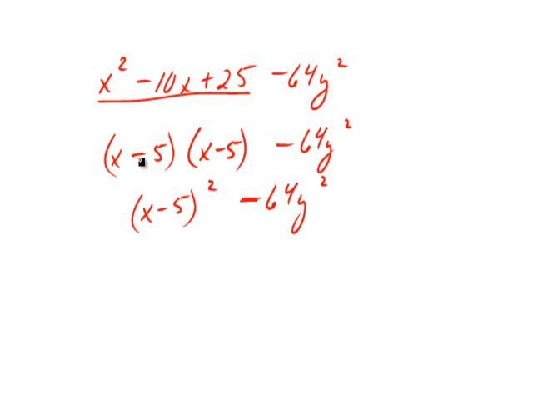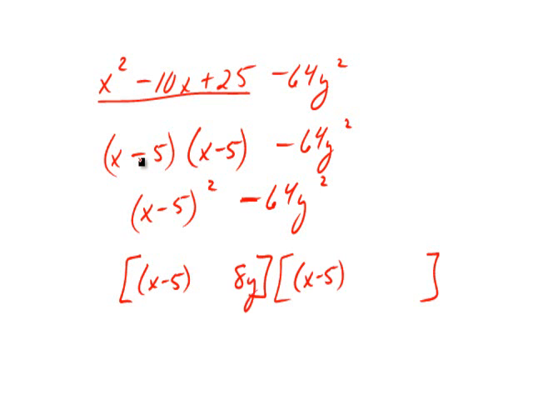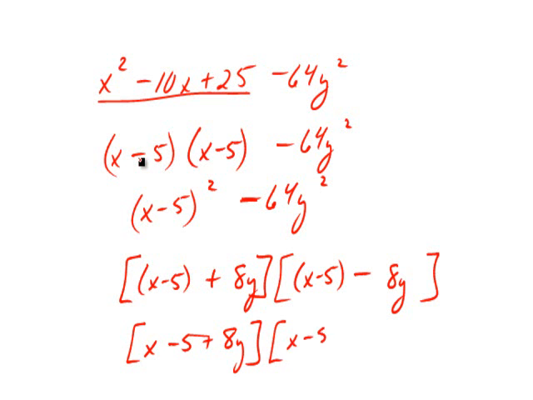I have a difference of perfect squares, so I can factor into x minus 5 and x minus 5, 8y and 8y. Difference of squares, so the signs are plus and minus. Getting rid of parentheses, x minus 5 plus 8y and x minus 5 minus 8y.